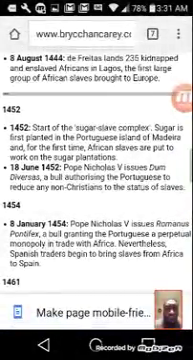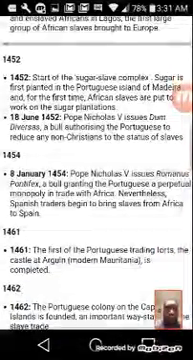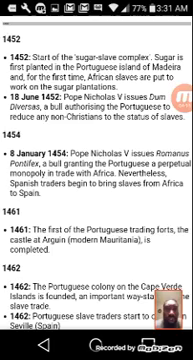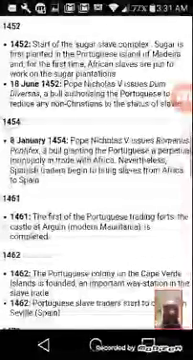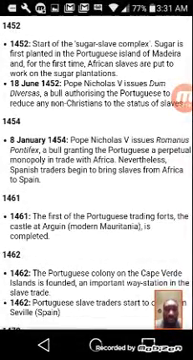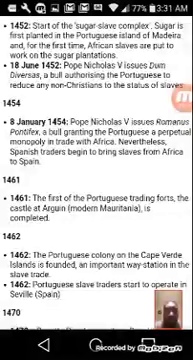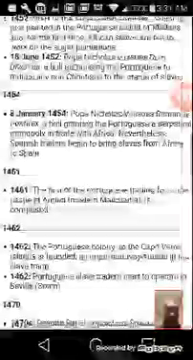1452 says the start of the sugar slave complex. Sugar is first planted in the Portuguese island of Madeira, and for the first time African slaves are put to work on the sugar plantations. On the 18th of June 1452, Pope Nicholas V issues Dum Diversas, a bull authorizing the Portuguese to reduce any non-Christians to the status of slaves.